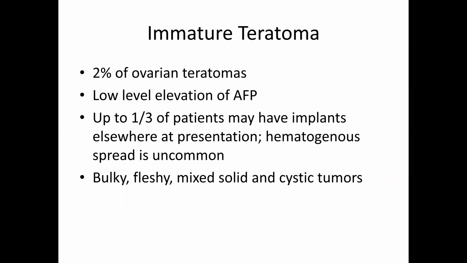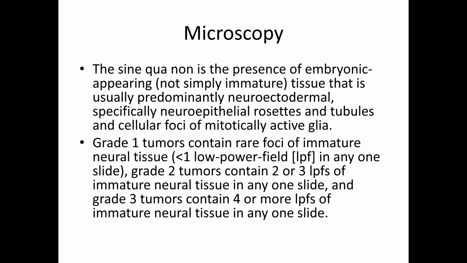Immature teratomas, in contrast to the mature type, are relatively uncommon, just forming a few percent of the lesions that are seen. They may have low-level AFP elevation, and a fair number will have some sort of implants within the peritoneum most commonly. These tend to be somewhat bulky and fleshy with mixed areas of solid and cystic characteristics. Of course, the diagnostic feature is the presence of embryonic, not simply immature tissue, that is usually predominantly neuroectodermal.